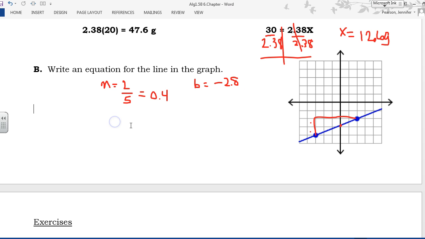So my equation here is y equals 0.4x minus 2.8.